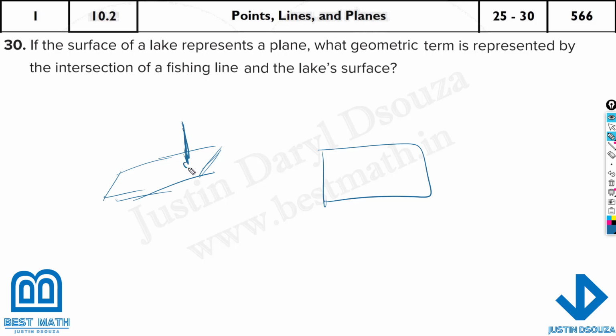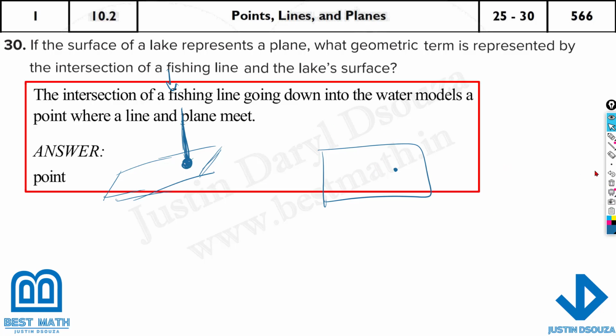When it touches the plane, it's just a point, right? Imagine this line falling, it'll be a point. The line will just be a point here. If you're watching from the top, it's just going to be a point on the plane. So basically, the fishing line will be just a point on the surface of the lake. It doesn't matter that it goes through, it'll just be a point when it cuts the surface. That's the plane. So that's the answer.